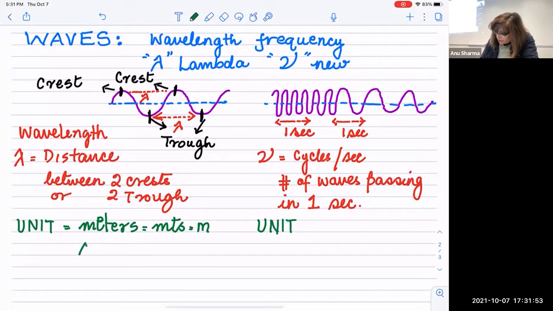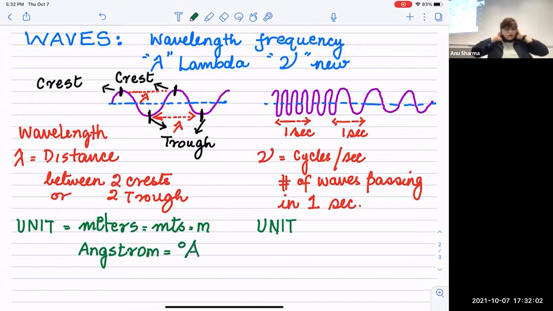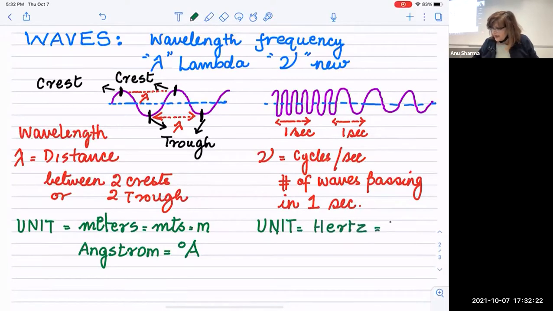Another unit is angstrom, A-N-G-S-T-R-O-M, angstrom. So it's degree A. Okay, so angstrom or meters, they are interchangeable. And I think there is a conversion factor, which we will look into when we talk about all these conversions. But the unit for the frequency is hertz, H-E-R-T-Z, which we show as Hz. And this also is seconds inverse. So this piece right here is called second inverse.